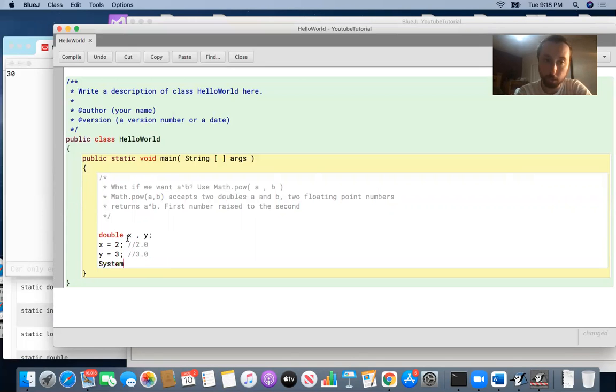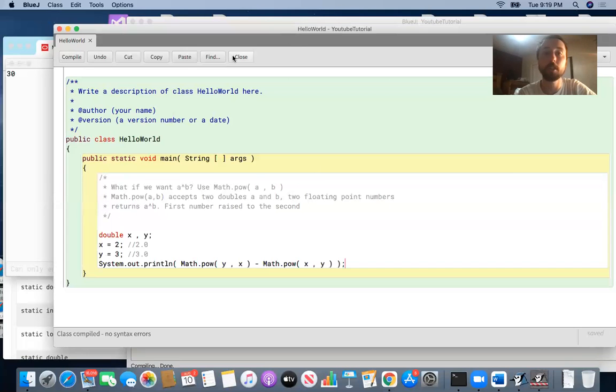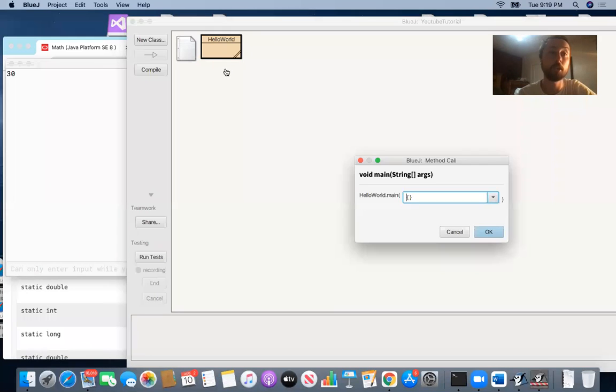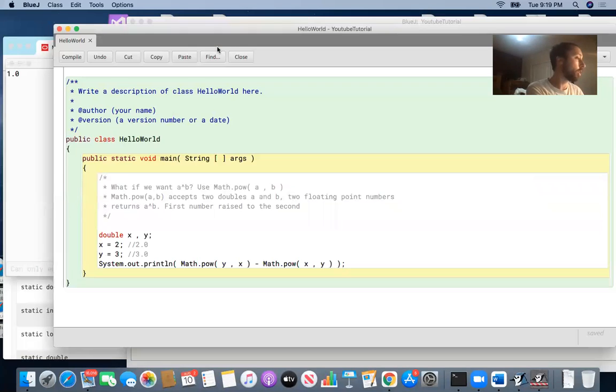And so if you do system.out.println, let's do two of them. Math.pow of y and x minus Math.pow of x and y. Okay, so if you do 3 squared, you should get 9.0. And if you do 2 cubed, you should get 8.0. So we're expecting 1.0 here. So if we compile it, close it, and run it, indeed we get that 1.0 that we were looking for.